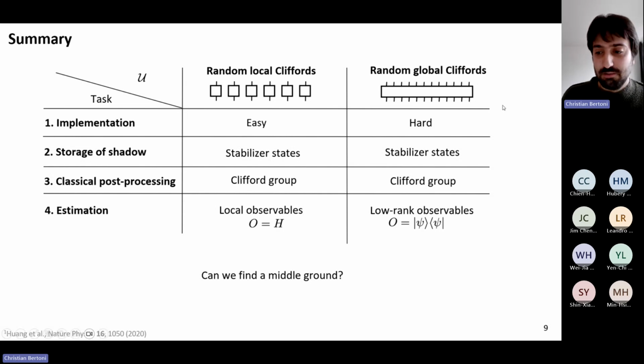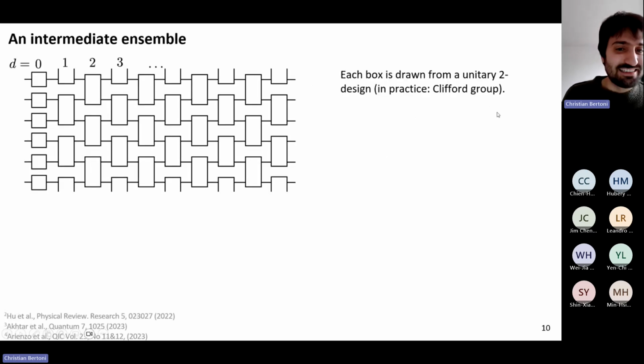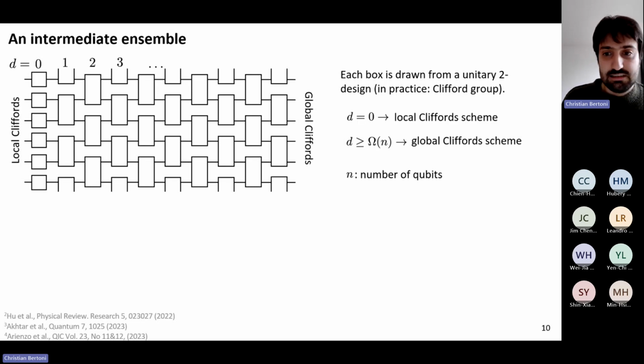And you probably already know or guessed what this middle ground is. The intermediate ensemble that we pick is random circuits. So these are the unitaries that we draw, and each box here is drawn from some unitary 2-design at least, but in practice we will always pick the Clifford group pretty much. And I say that this is an intermediate ensemble because at depth 0, what I call here depth 0, this is exactly the local Cliffords.